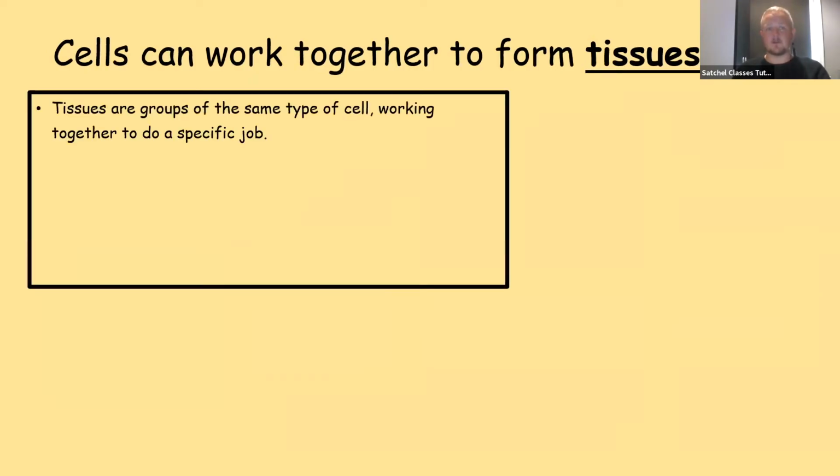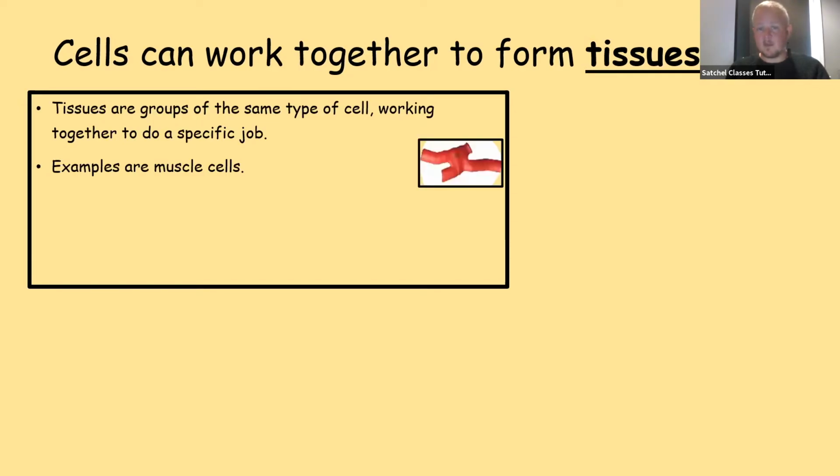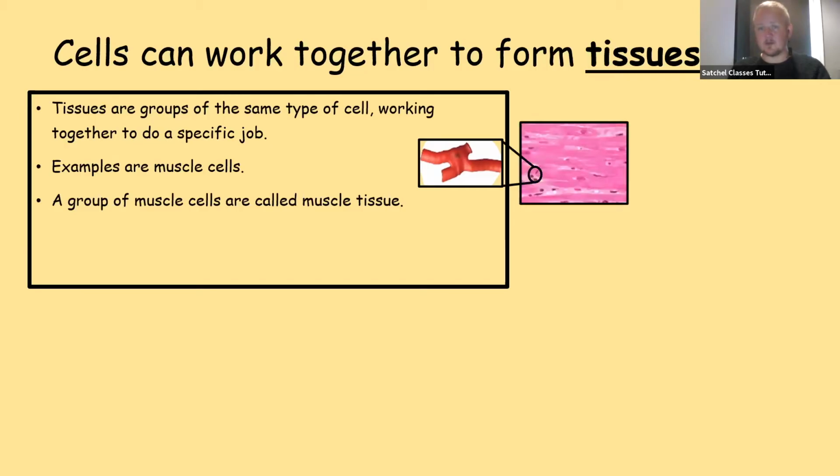Now, the important thing is, why am I telling you about cells? Because cells are the basic building blocks of any organism, but they can work together. So lots and lots of cells of the same type can work together to form a tissue of that type. Tissue is a group of the same cell, working together to do a very specific job. Examples are muscle cells. This is an example of a muscle cell. A group of muscle cells together are called muscle tissue. Under a microscope, it looks something like this.